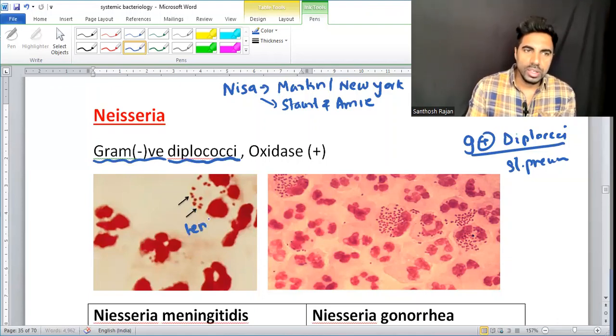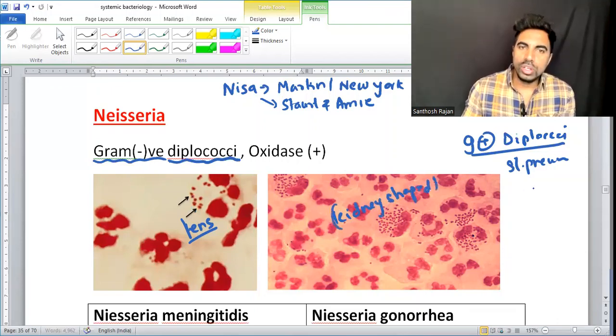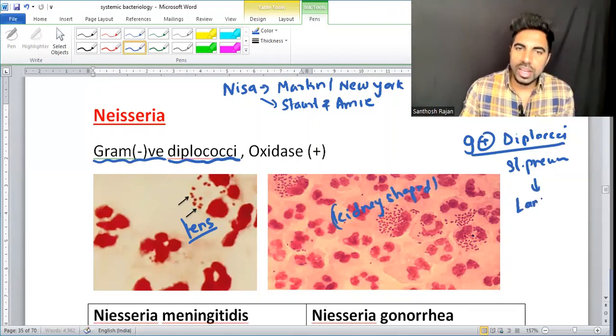Now see this: this is meningococcus. What shape is it? It's a lens shaped diplococcus. But what about this? This is gonococcus. They are kidney shaped. And Streptococcus pneumoniae? It is lancet shaped, or flame shaped. You can say flame or lancet shaped. Kidney shaped diplococci look like this.